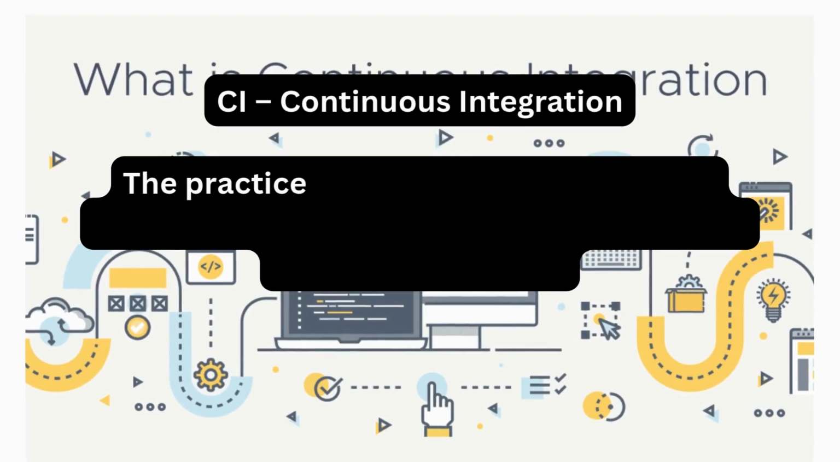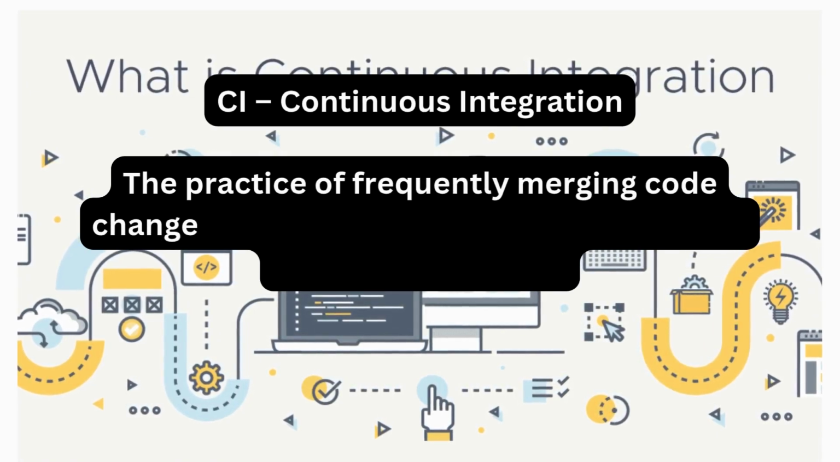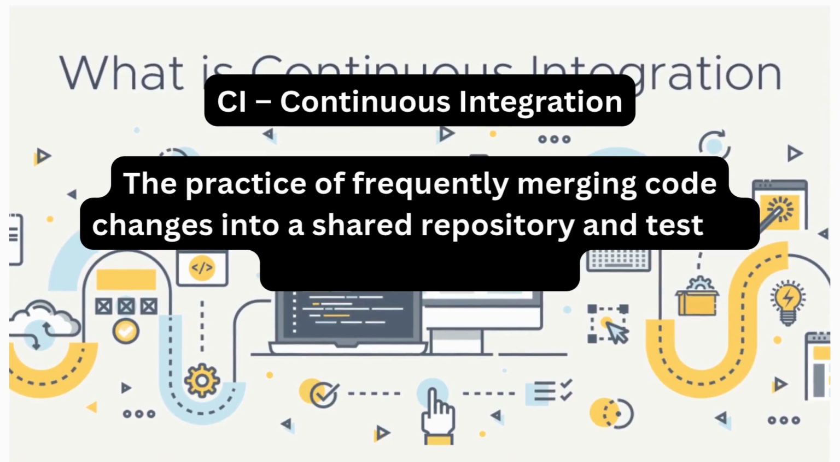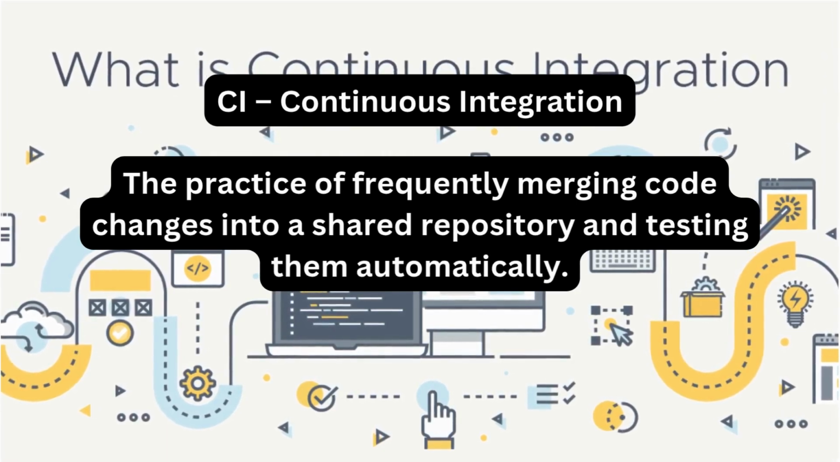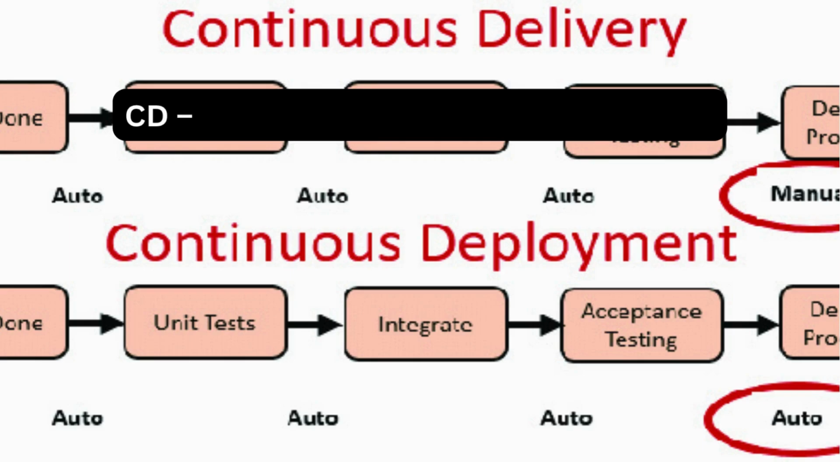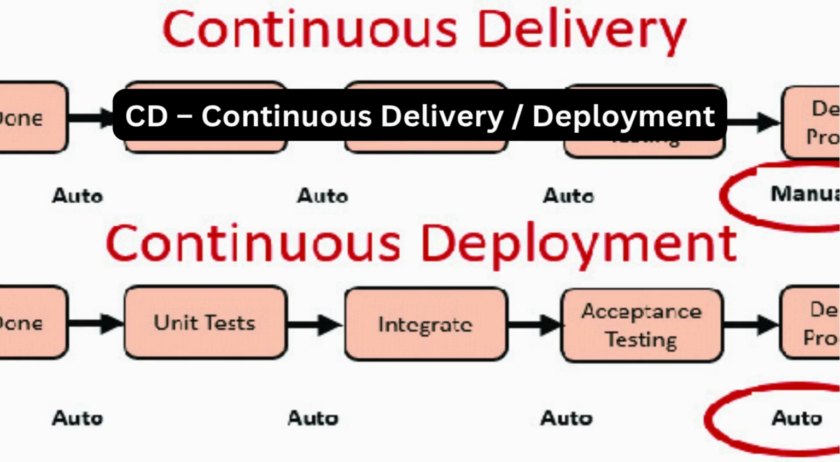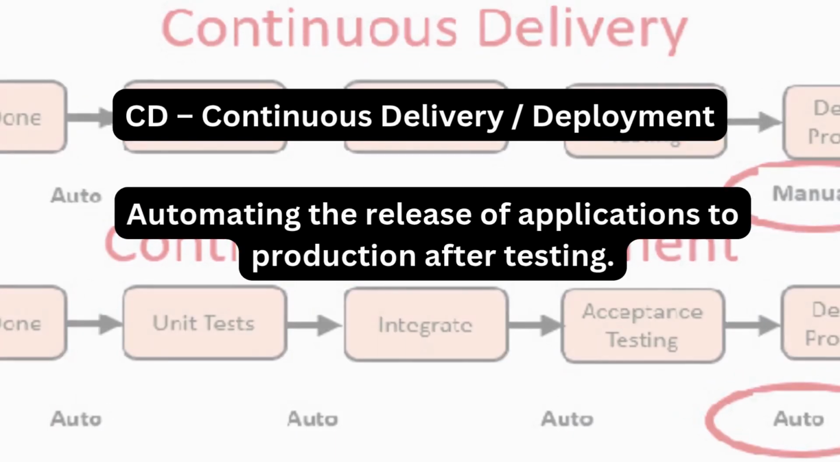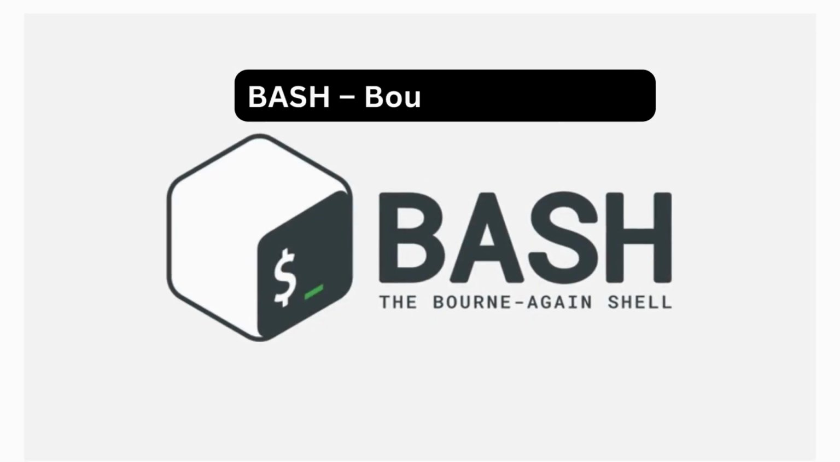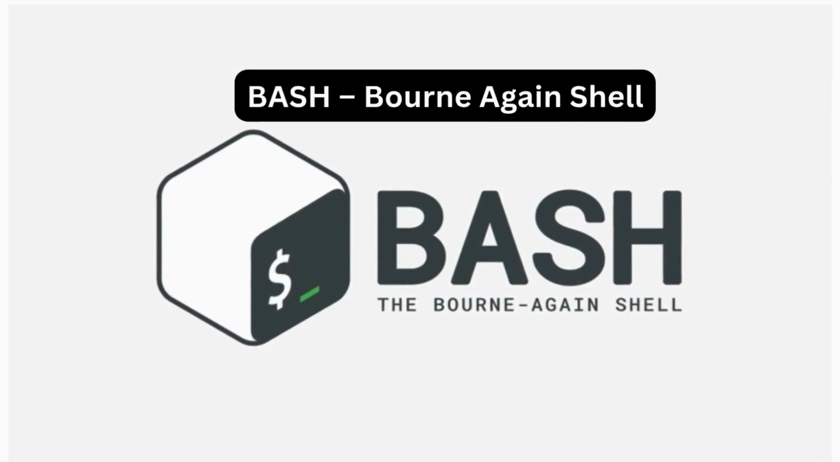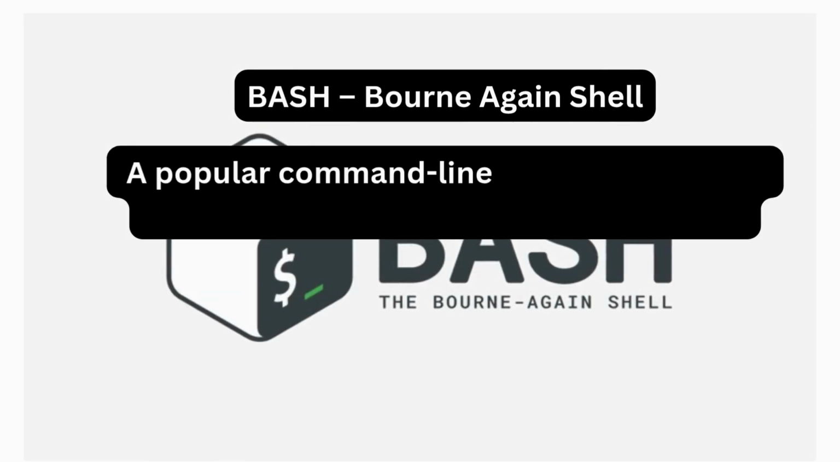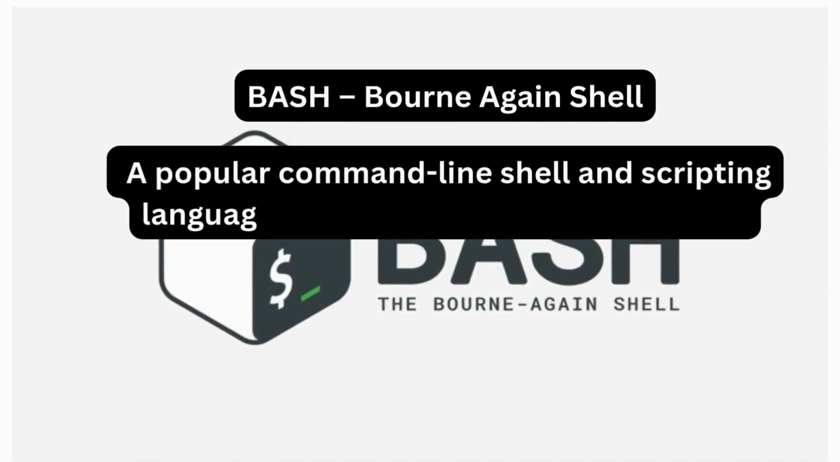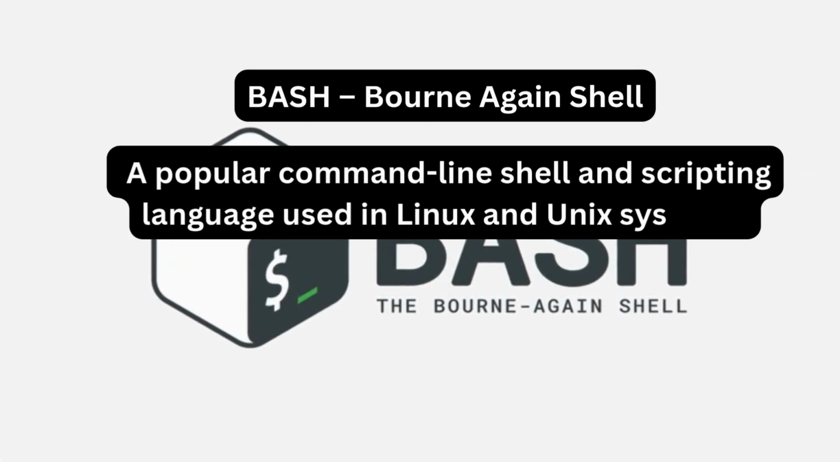CI, Continuous Integration. The practice of frequently merging code changes into a shared repository and testing them automatically. CD, Continuous Delivery/Deployment. Automating the release of applications to production after testing. BASH, Born Again Shell. A popular command line shell and scripting language used in Linux and Unix systems.